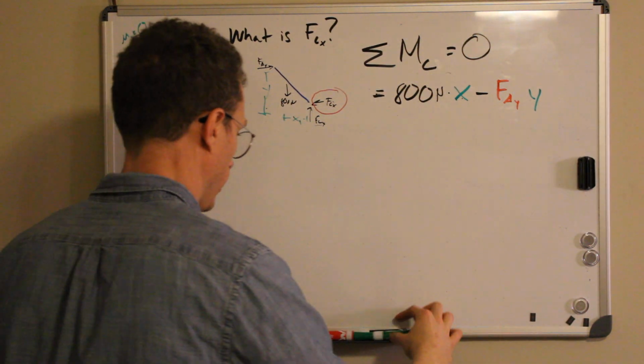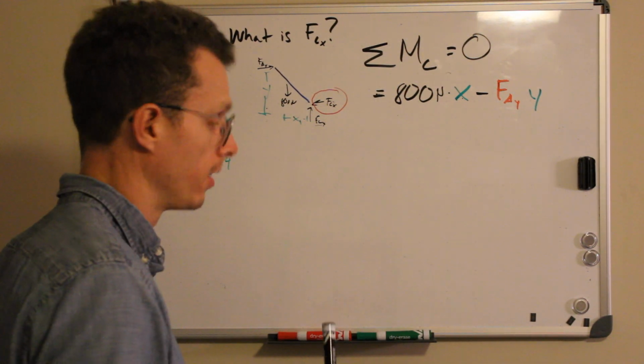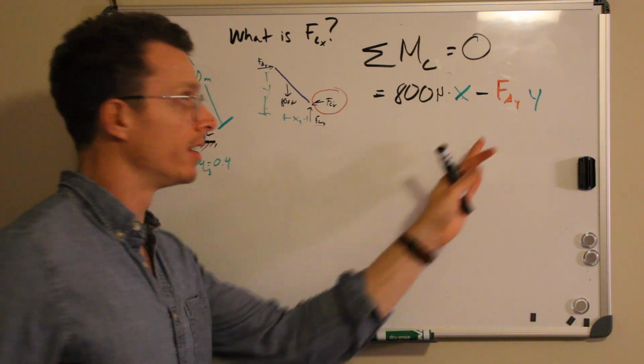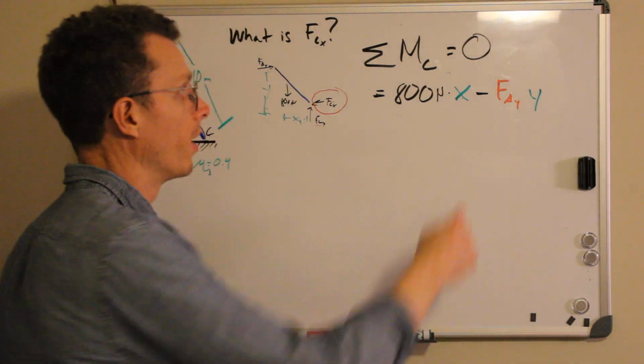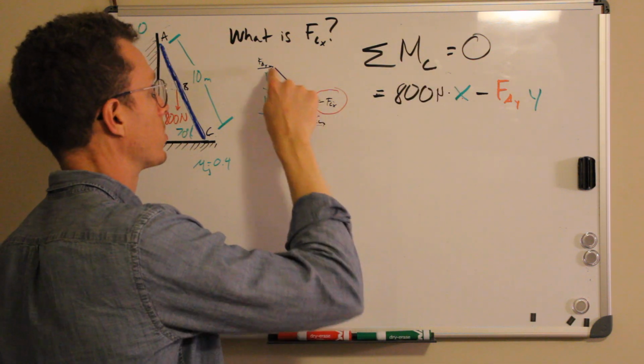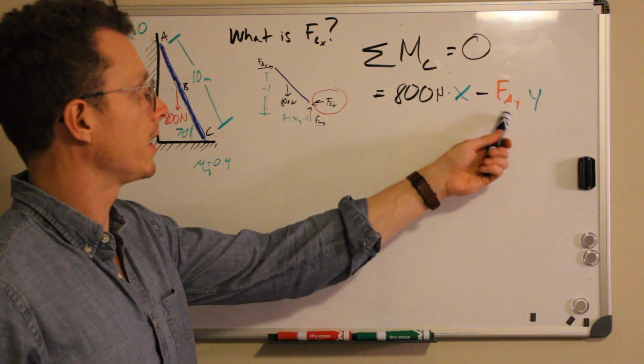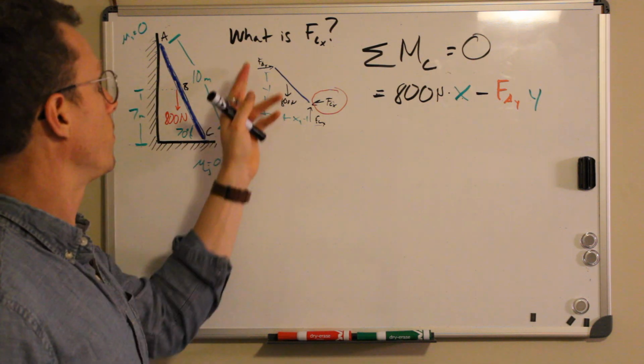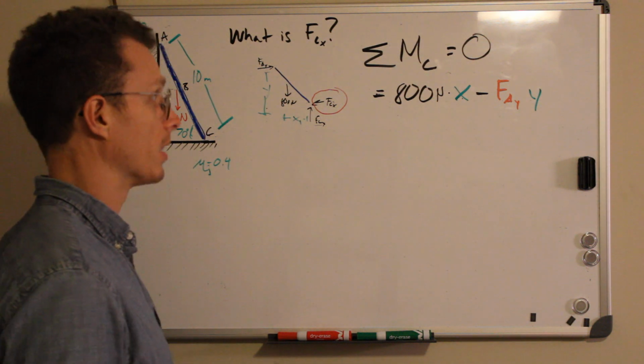Alright, so I started with the equation that I know is going to get me what I want. Right, this is where I want to go. I know the moment. If I can get the moment about C, I can solve for F of A of Y very easily. And then F of A of Y is going to equal F of C of X.